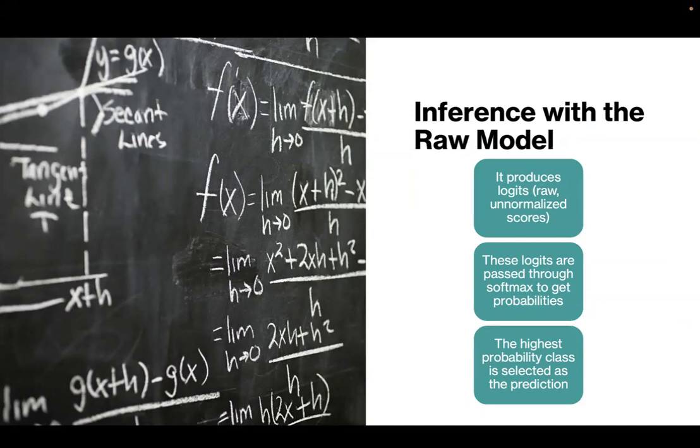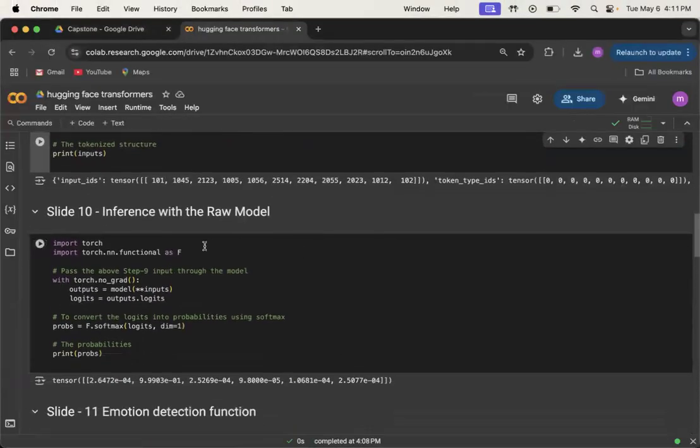and this is my next step, where we are going to interface with the raw model. We have taken the inputs, right? So we're going to convert them into logits, which are recognized by the model. I'm using softmax to convert them into probabilities, and the class with the highest score is our predicted emotion. You can see here I have imported torch and torch functional.